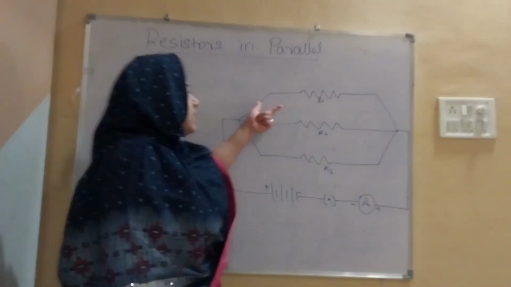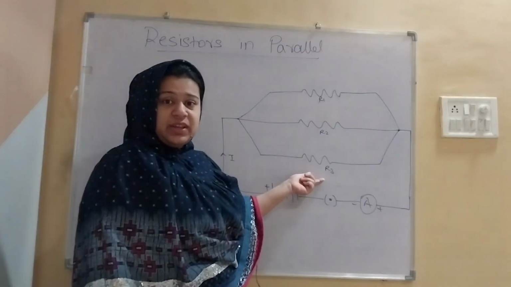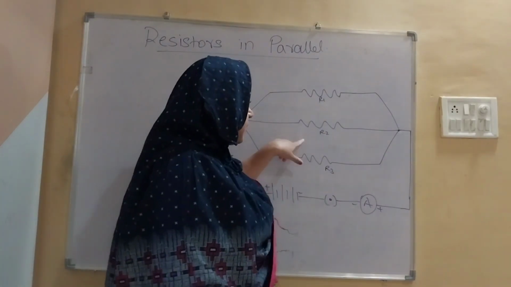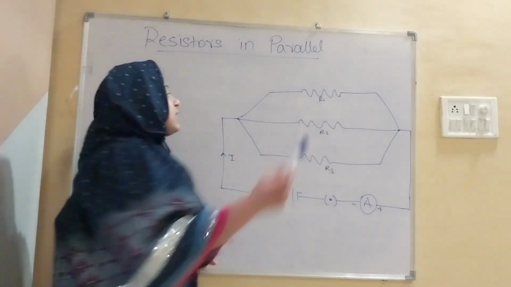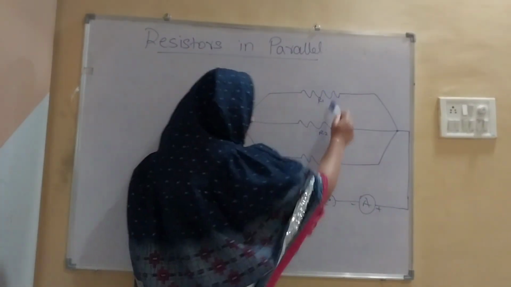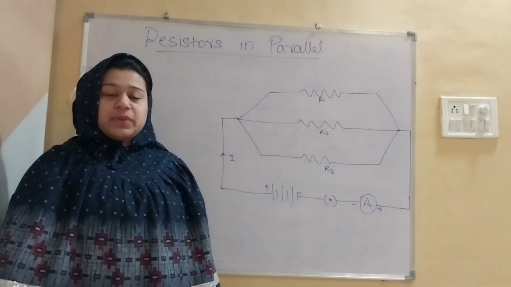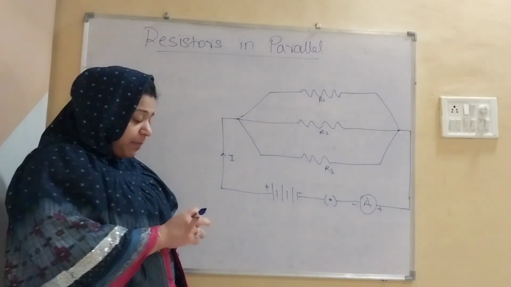So here we have three resistors R1, R2 and R3, and they are connected in this form. This is known as the parallel combination of resistors. See, the lines over here are parallel to each other. So we are going to start with an activity.